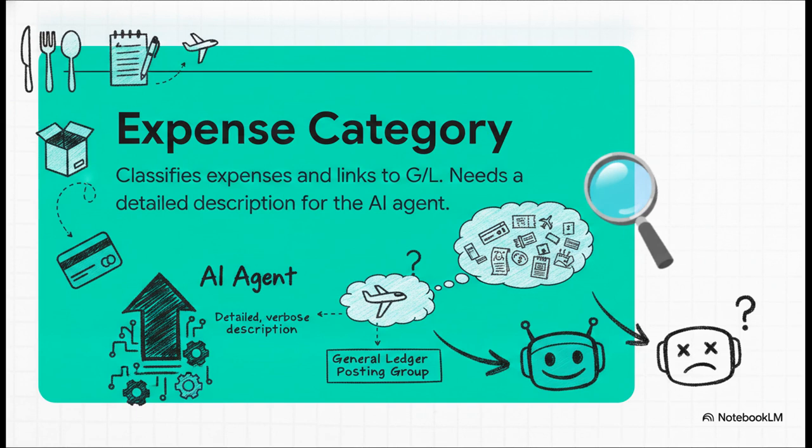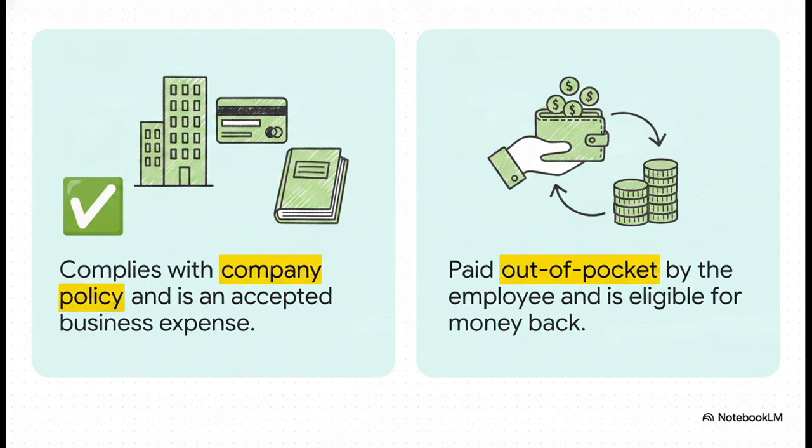But if you write out commercial air travel, including tickets, taxes, seat selection, and baggage fees, the agent's accuracy is going to skyrocket. While we are getting our terms straight on the expense card, we really need to untangle 2 pieces of jargon that trip people up.